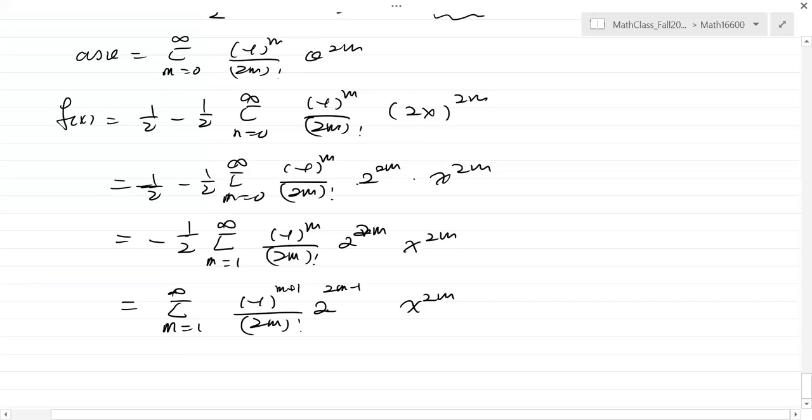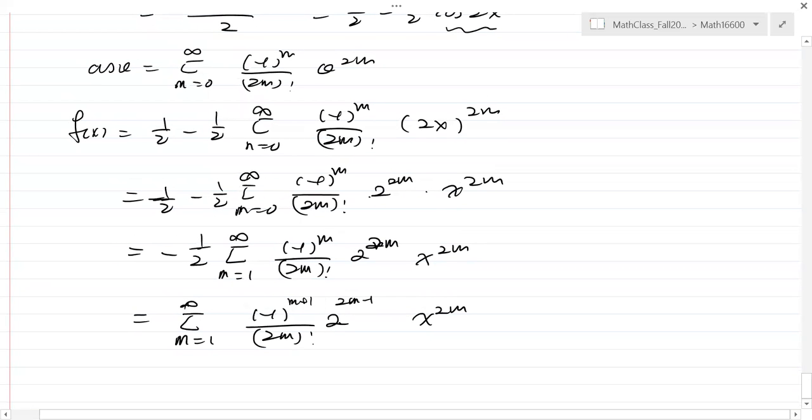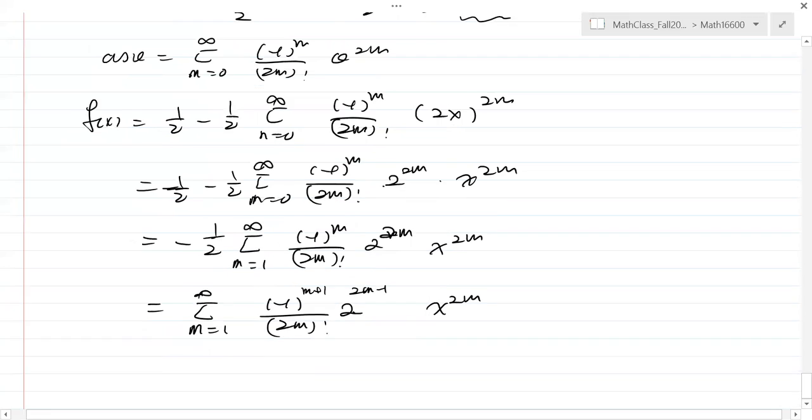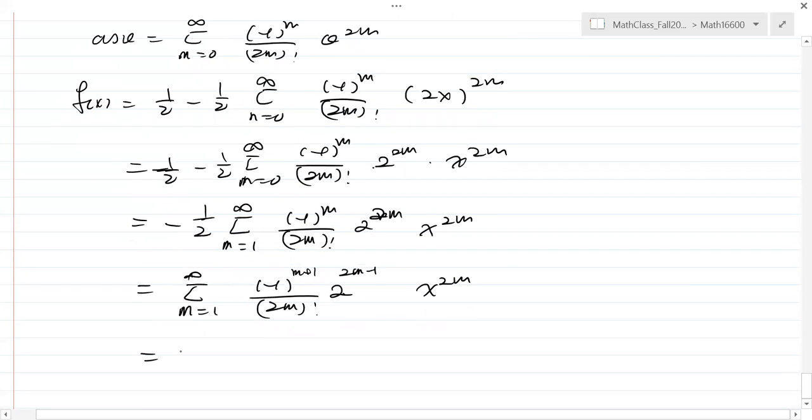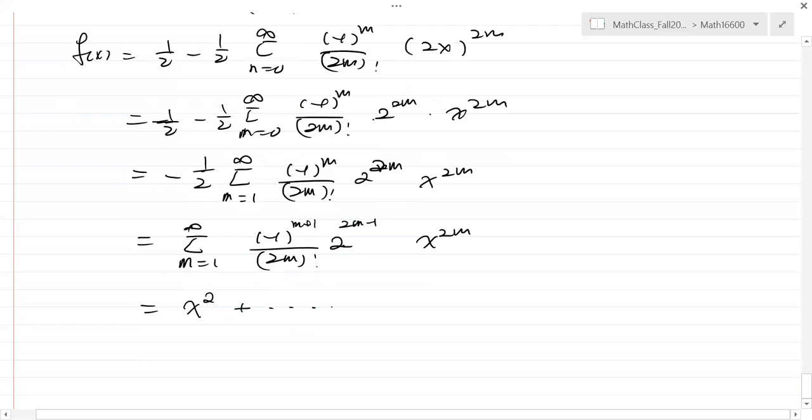So look at this function. The first term is x squared, not an x. Okay, look at the first term. When m equals one, the 2 factorial. Okay, m equals one, so 2 times 1, so that's just still 1. So actually 2 divided by 2 is 1, just x squared. Okay, that's the first term.